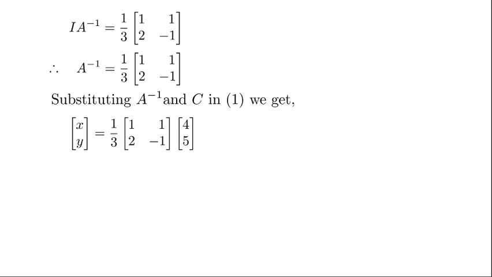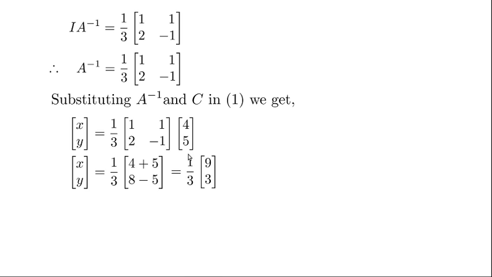Now these two matrices are multiplied, the usual matrix multiplication. So that gives you 1 by 3 into 9 3, and 1 by 3 is taken inside. That gives 3 1. Therefore x equal to 3, y equal to 1.